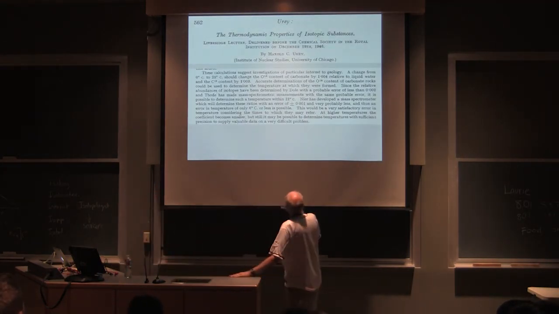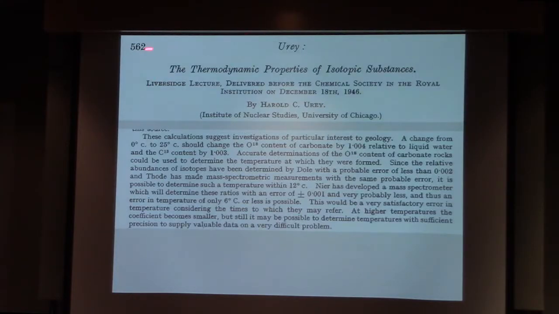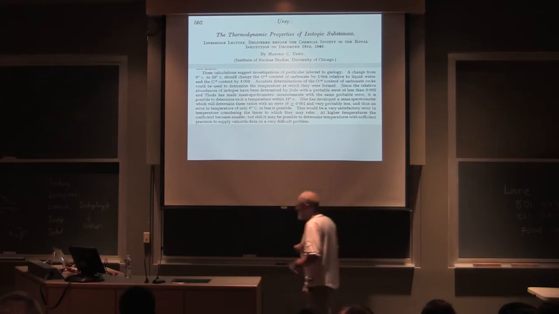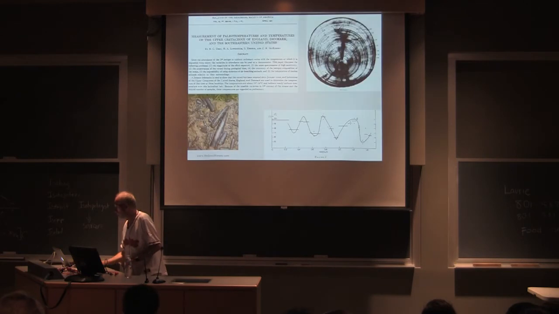Then this is the paper by Harold Urey, the lecture to the Royal Society, in which he says, okay, here's Nier. These calculations suggest particularly interested geology. Okay? And we should be able to see this, should be 30 per mil. We should have this isotope separation of that. Harold Urey says if we use Nier's mass spectrometer, we can measure that. Okay? So this is a very cool thing. So he collected a bunch of postdocs.